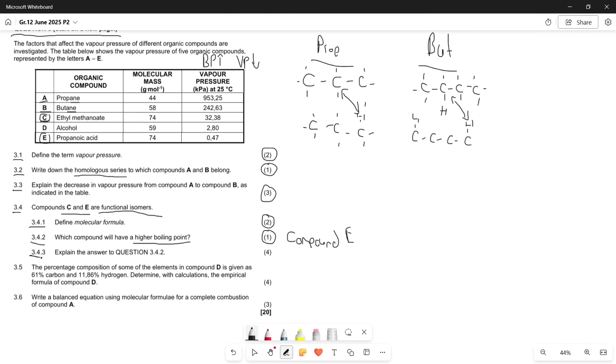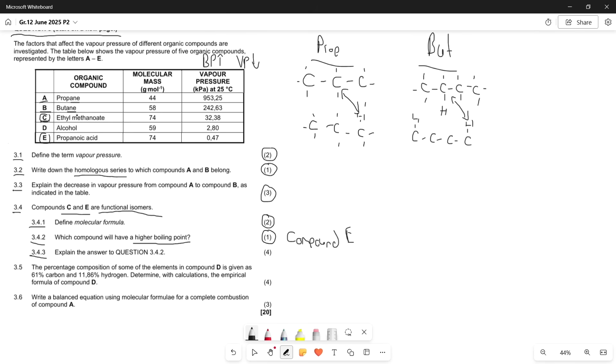And then 3.4.3, very similar to 3.3, says explain the answer to question 3.4.2. Why compound E, the propanoic acid, has a higher boiling point. So this one is just a 4-mark question compared to a 3-mark question, but the formatting is very much the same, which means we just need to look at a couple things. So C and E are functional isomers as they mentioned, which means they have the same amount of C's and H's, which means they are the same chain length, which means we aren't dealing with chain length. So that is ruled out.